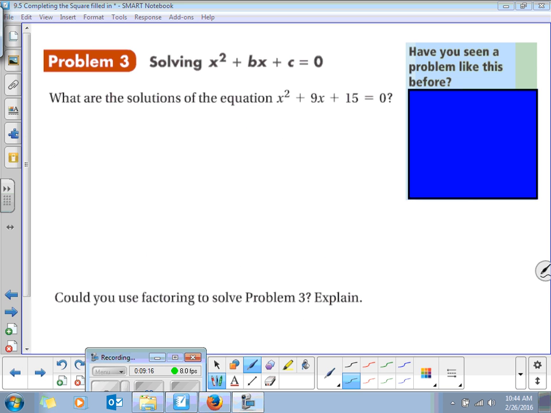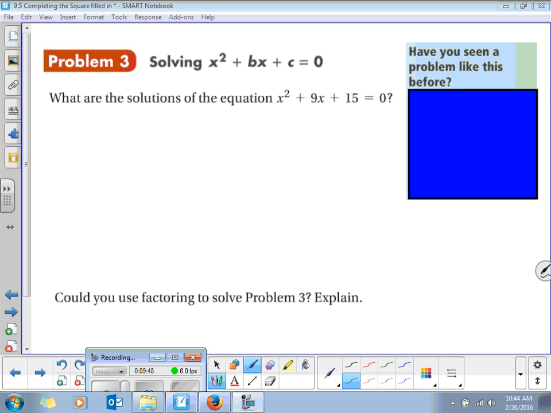Problem 3 is solving x squared plus bx plus c equals 0. So we want to know what are the solutions of x squared plus 9x plus 15 equals 0. Have you seen this before? Yeah. How did we solve them before? We factored using the x method or the AC method, right?